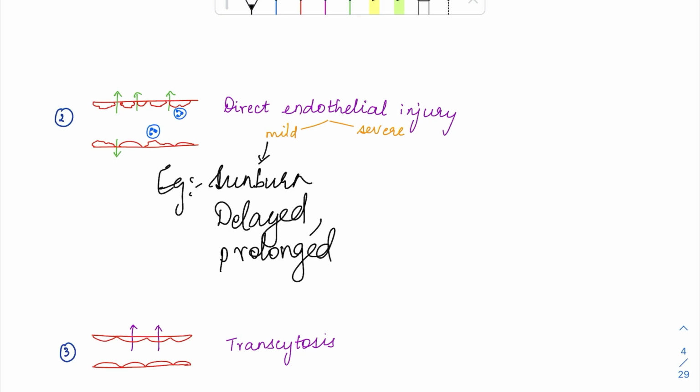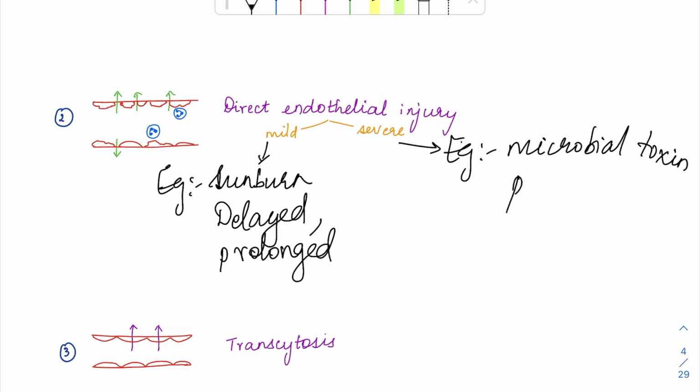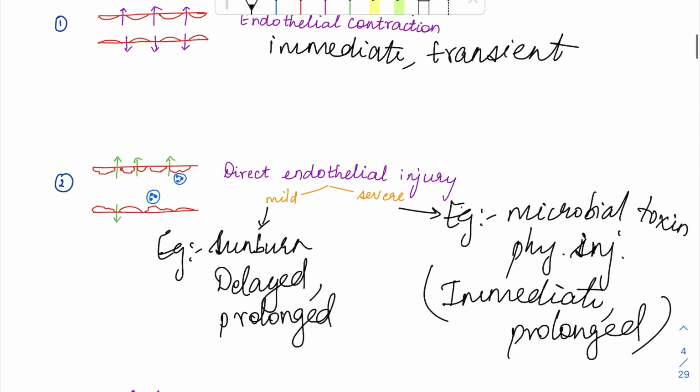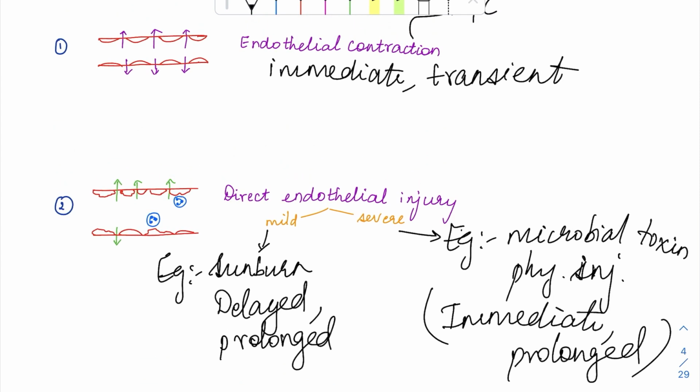While a severe injury, like a microbial toxin causing endothelial injury, or a physical injury, affects the endothelium severely. In these cases, the response is again going to be immediate. The toxin will immediately damage the endothelium, but for the endothelium to heal again it is going to take some time, so it is immediate but prolonged. Apart from that, when there is any endothelial injury, the inflammatory cells will be recruited to the place. These WBCs which are recruited will also come and attach to this endothelium, and they can also produce some amount of injury.